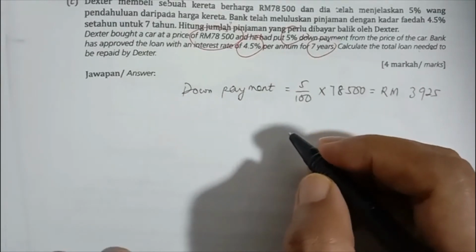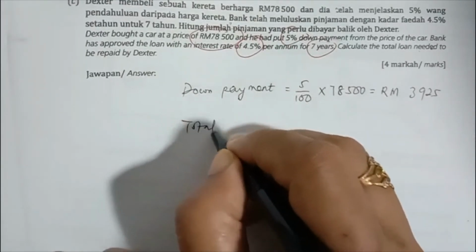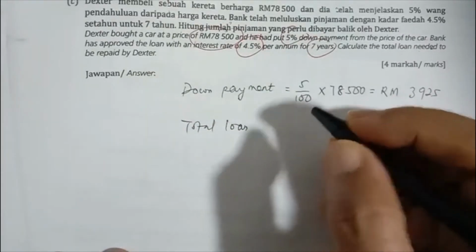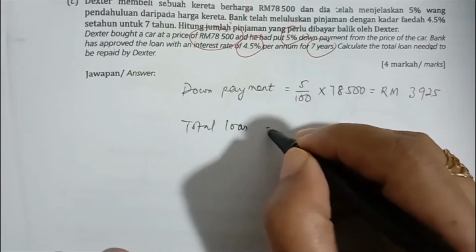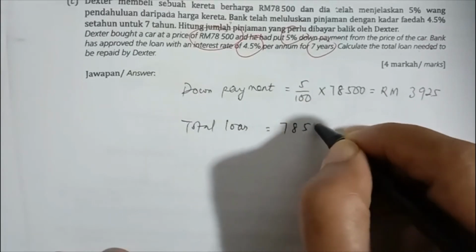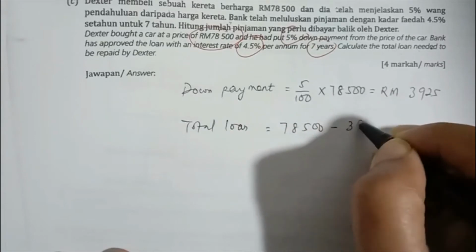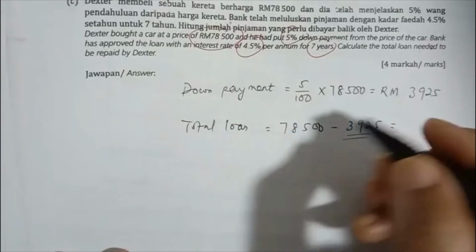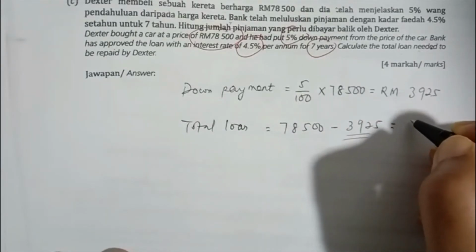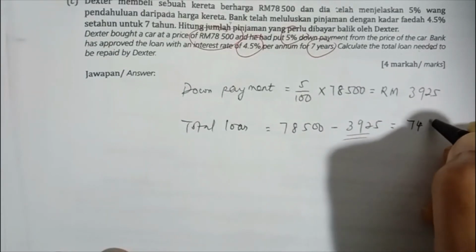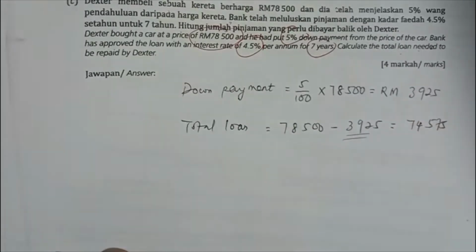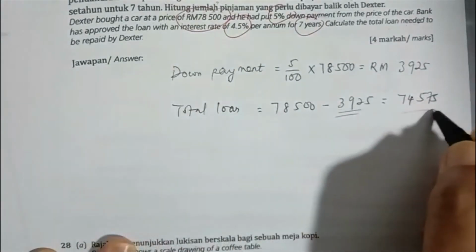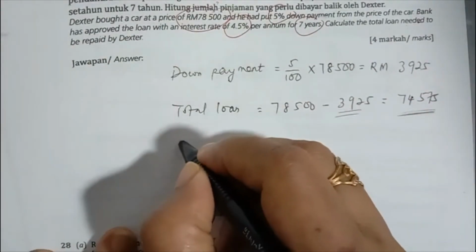Okay, now the total loan is equals to 78,500 minus down payment. Okay, sebab ini dia dah bayar, jadi baki dia berapa yang dia kena pinjam lagi. So baki dia ialah 74,575. Okay, you tekan calculator dulu untuk check. Okay, now interest based on the loan. Interest based on the loan.